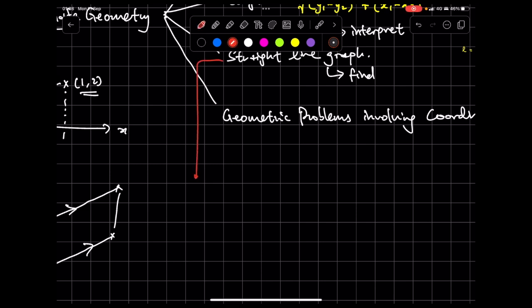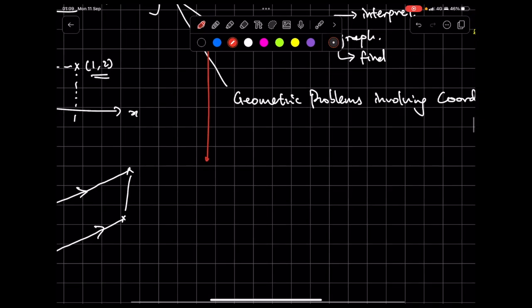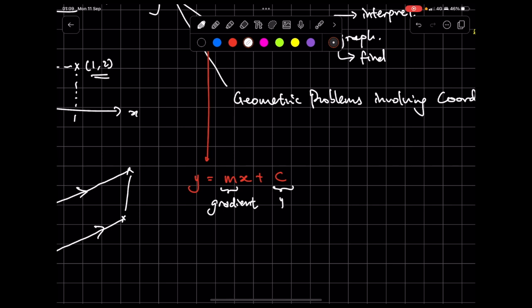So for straight line graph, how can I interpret the straight line graph? This is quite simple. First of all, let's write down what we know of the straight line graph equation. So that's y equals mx plus c. So m, let me just annotate here. M is your gradient of the line. C is your y-intercept.